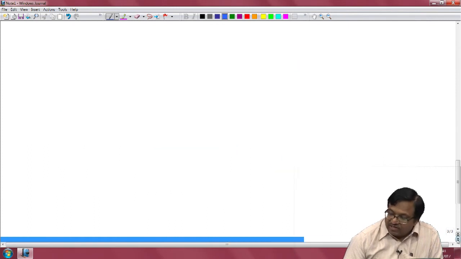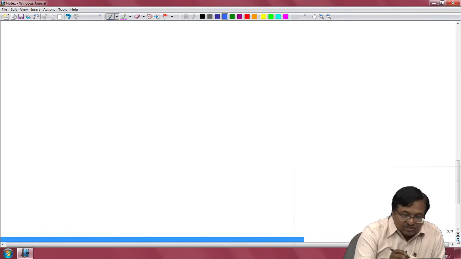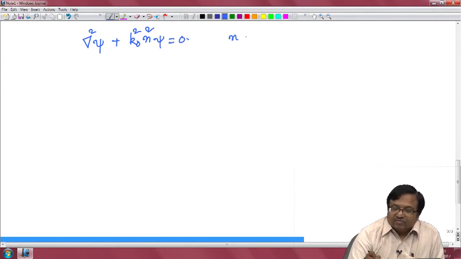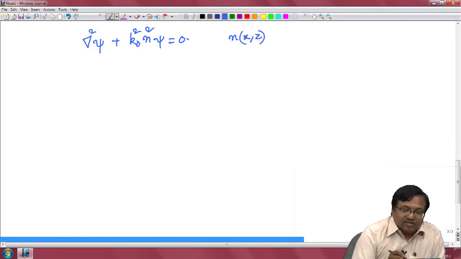So, let us start with the scalar wave equation and substitute for the mode field and evaluate. The scalar wave equation for the whole field is given by del square of psi plus k0 square n square psi equal to 0, where n is the refractive index profile n of x comma z, and the operator has x variation as well as z variation.